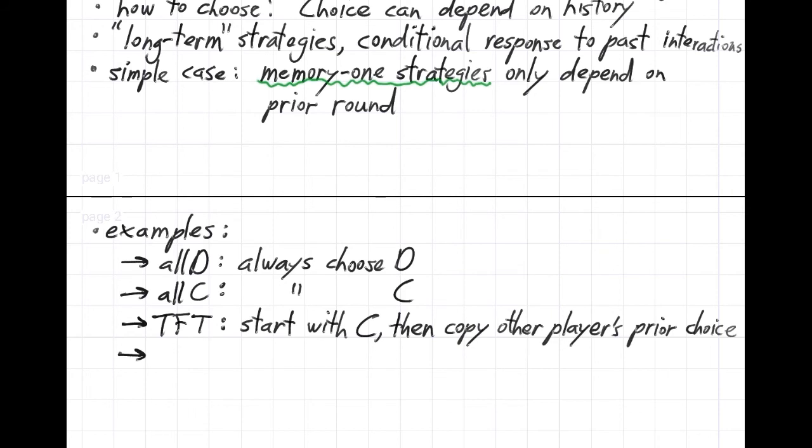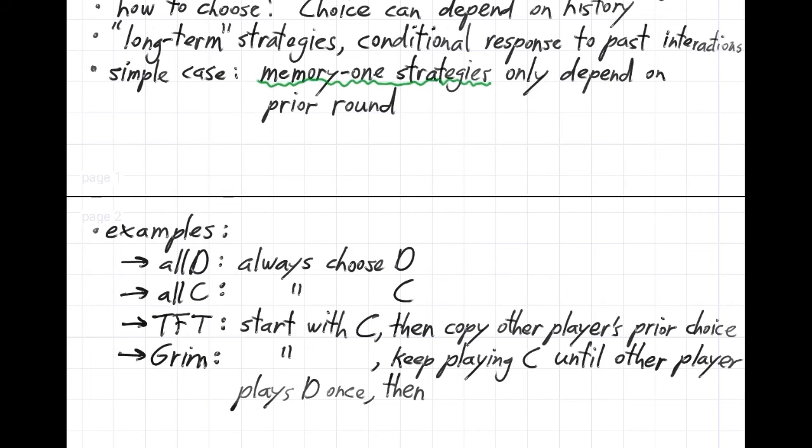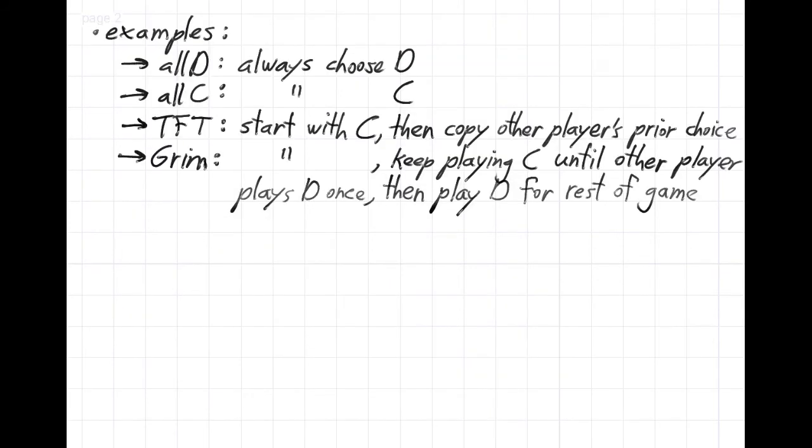Another one that you might see sometimes, we'll call it Grim. Again, it starts with cooperate, and then keeps playing C every round until the other player defects, just once. And once they do defect, then a Grim player will play D for the whole rest of the game. So you really don't want to get on their bad side. And another one that's interesting to look at is called Pavlov. You might think of it as win-stay, lose-shift.